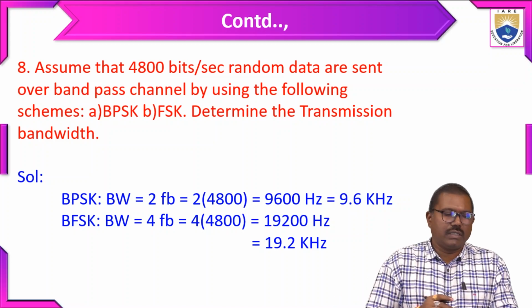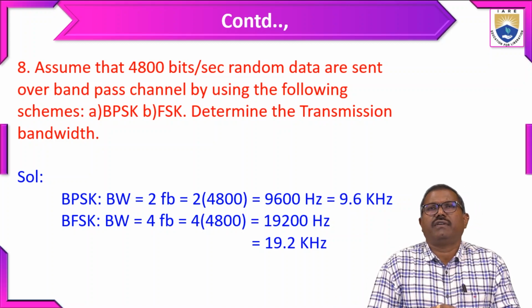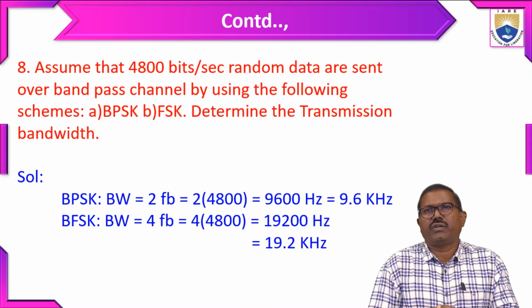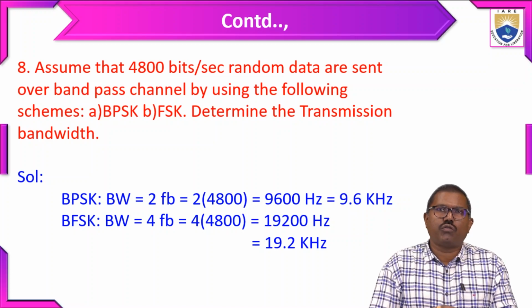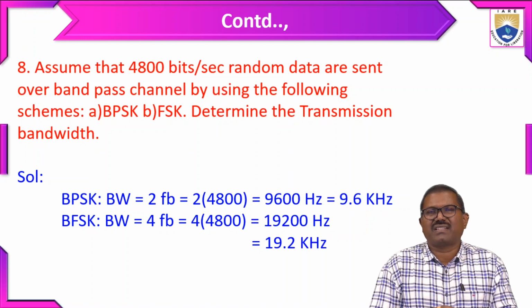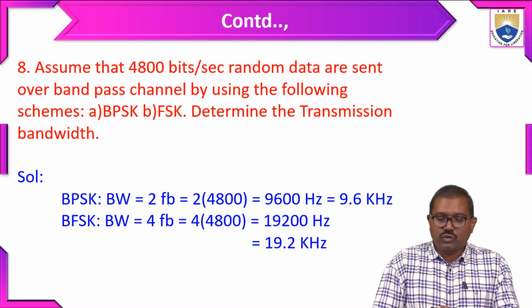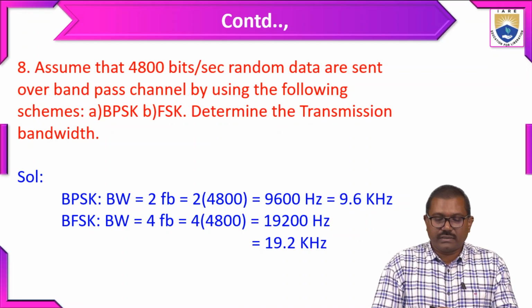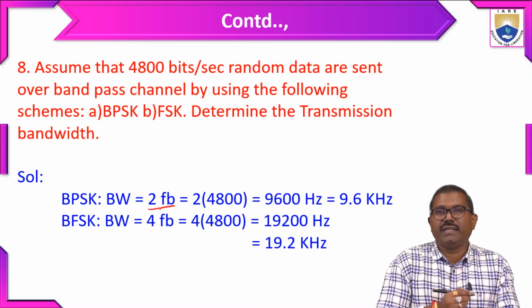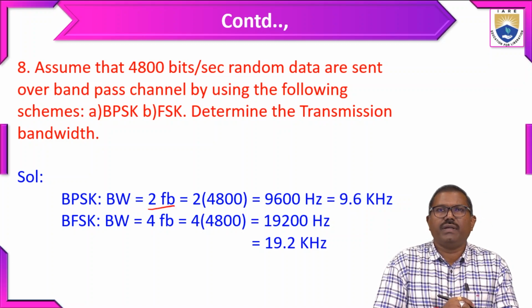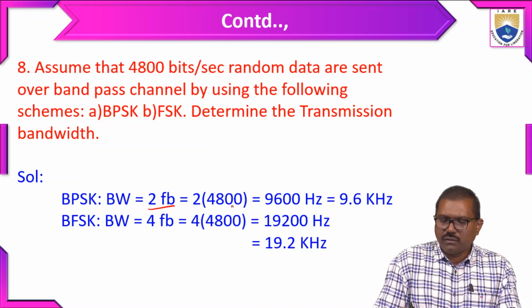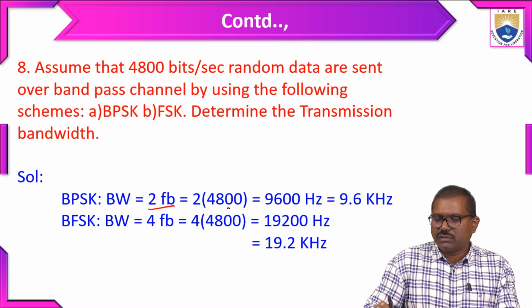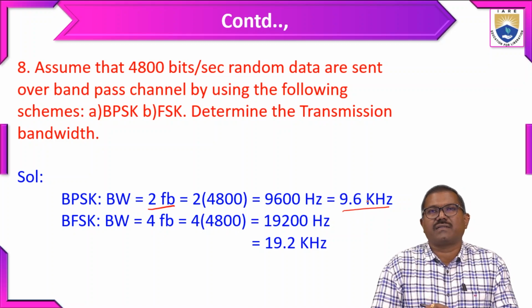Now assume that 4800 bits per second random data are sent over a bandpass channel by using the following schemes: BPSK, BFSK. Determine the transmission bandwidth. So what is the BPSK bandwidth? It is nothing but 2FB. So 2 into 4800, it gives 9.6 kilohertz.